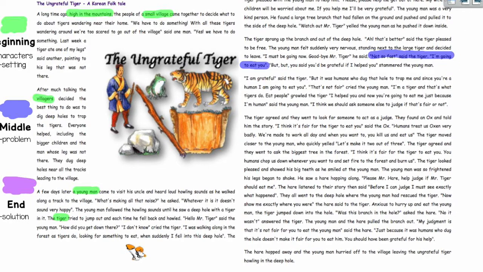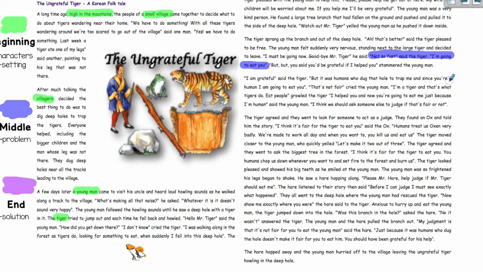"I am grateful," said the tiger, "but it was humans who dug the hole and trapped me, and since you're a human, I'm going to eat you." "That's not fair," cried the young man. "I'm a tiger, and that's what tigers do, eat people," growled the tiger. "I helped you, and now you're going to eat me just because I'm human," said the young man. "I think we should ask someone else to judge if that is fair or not."